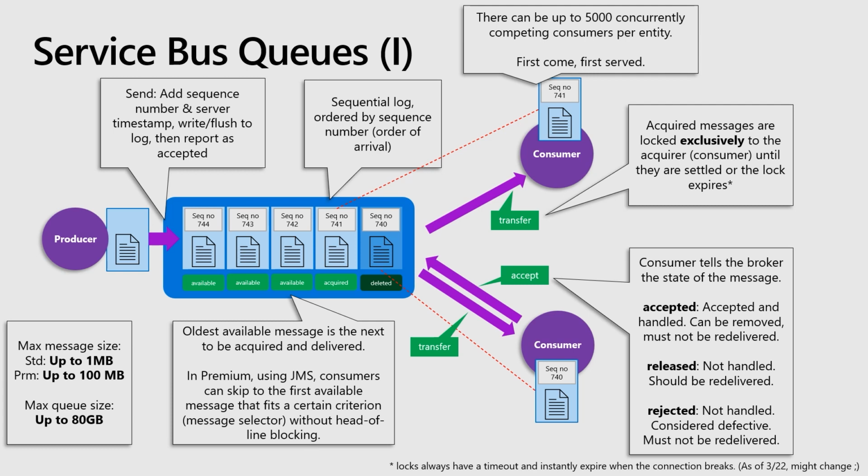So acquired messages are locked exclusively to the acquirer until they are settled. What that means is that the bookkeeping for who owns a message at any given point in time is done by the broker. And the tie breaking is done by the broker. And that is why this is great for job processing.